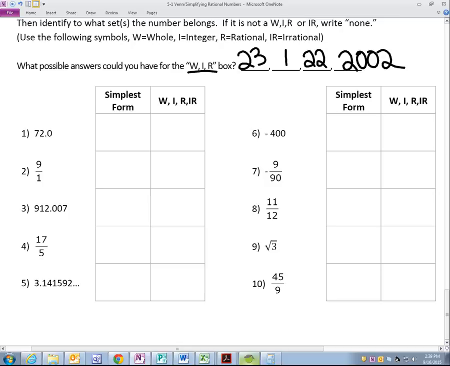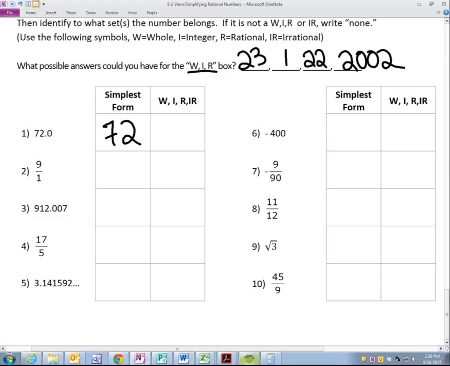There are actually some people who almost finished the homework in the 5 minutes that they had to work on it. So we have 72.0. Is that its simplest form? No. We can simplify it to just 72. Now we would go back and look at our definitions of a whole number, an integer, and a rational number to see if it is those.